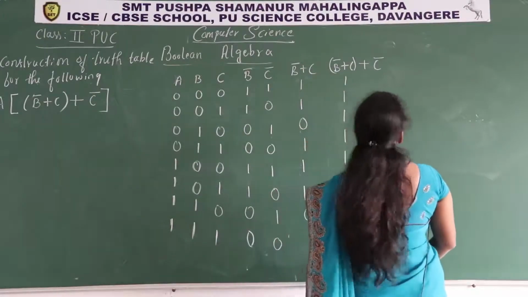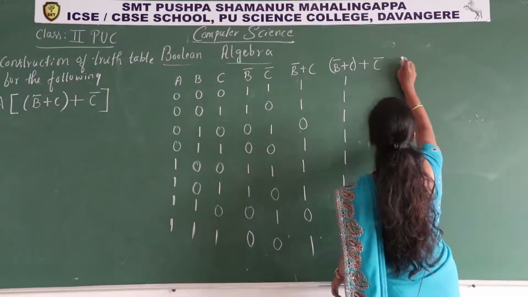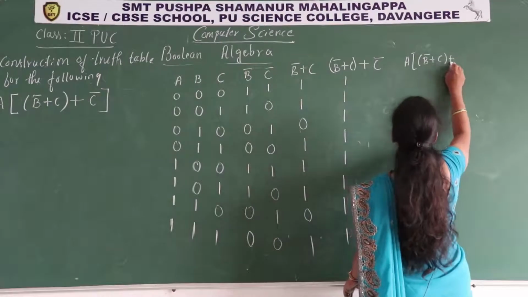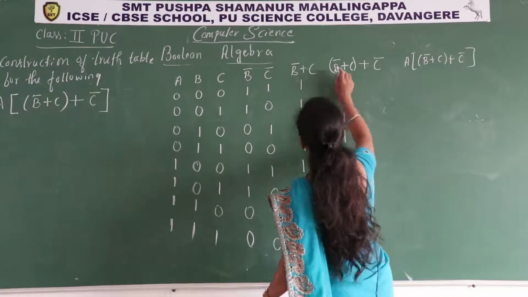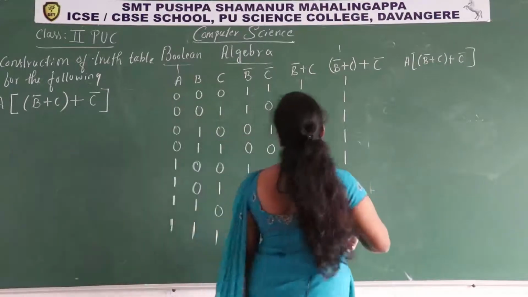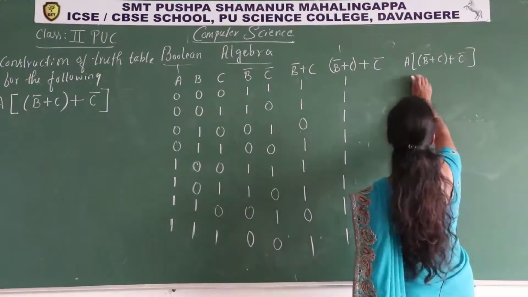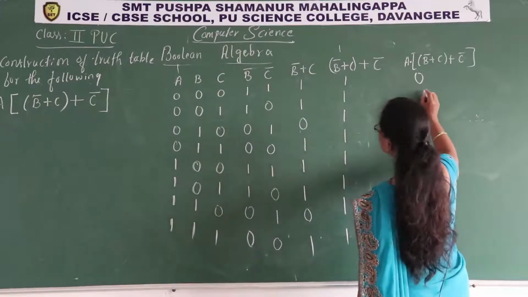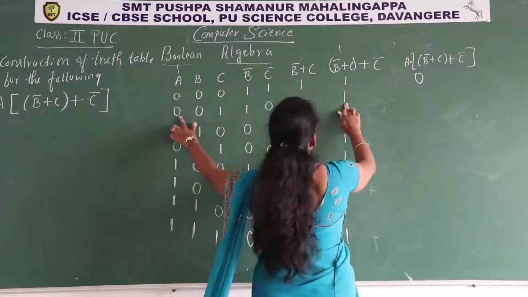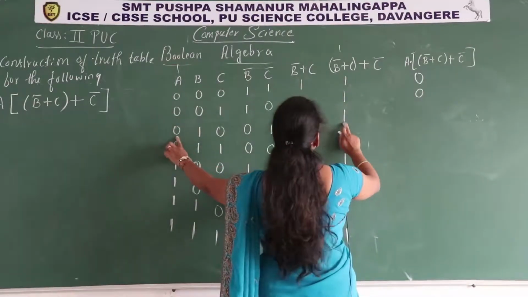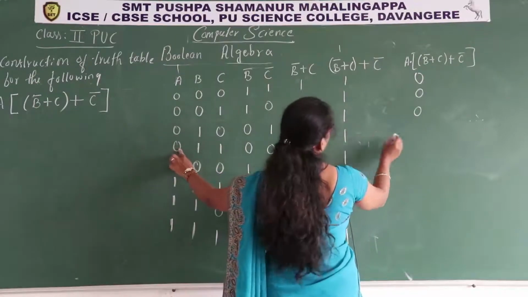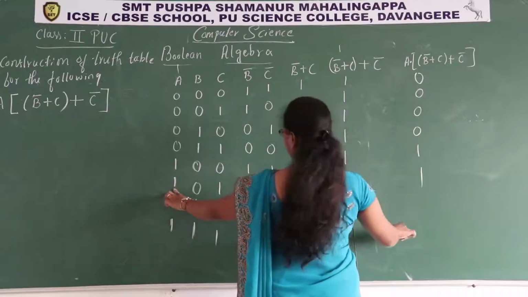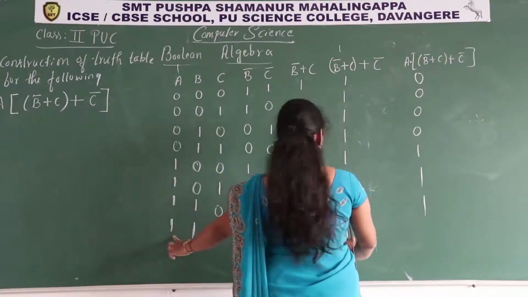Next, A into this expression, B bar plus C plus C bar. So between this column and A column, 0 1. So which operation here? Logical AND operation. 0 1 0 0 1 0 0 1 0 1 1 1 1 1 1 1 1 1. Here also 1.